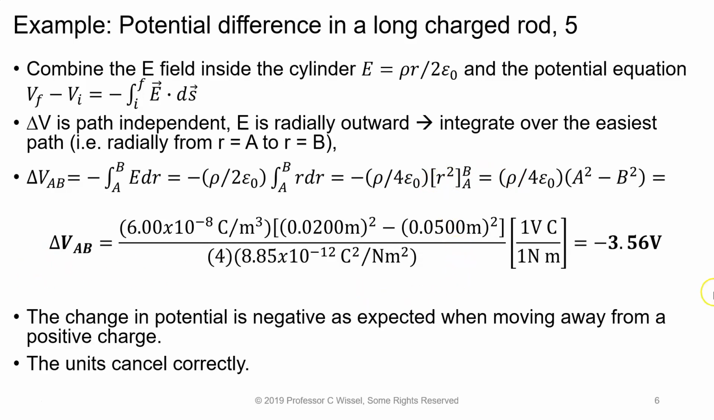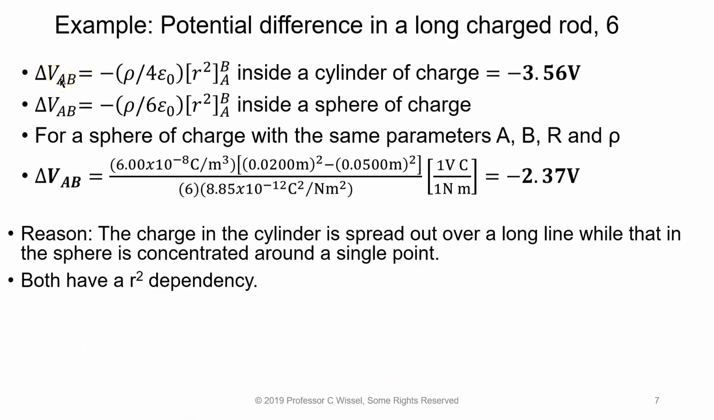So delta V_AB ends up being negative 3.56 volts. So we expected the change of potential to be a potential drop from A to B, so that's where the negative sign comes from. We've got that, and the units canceled correctly, so we have a pretty good idea that this worked. For this one, inside a cylinder of charge, we ended with minus 3.56 volts.